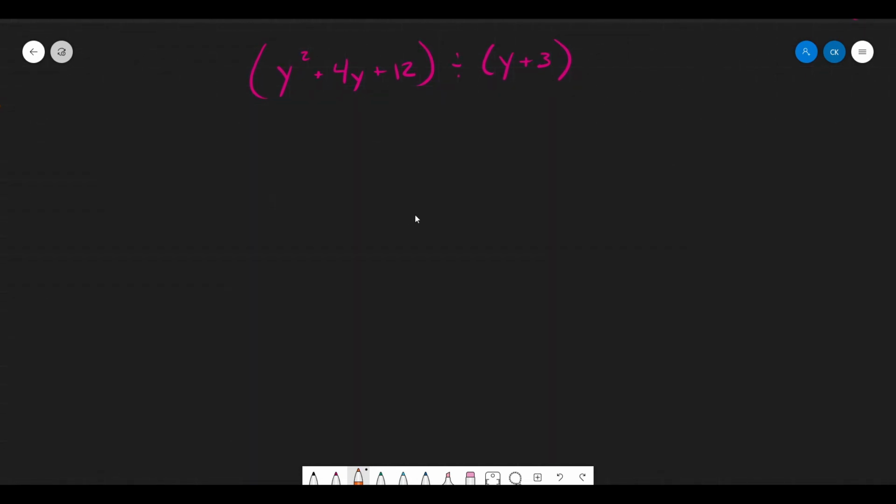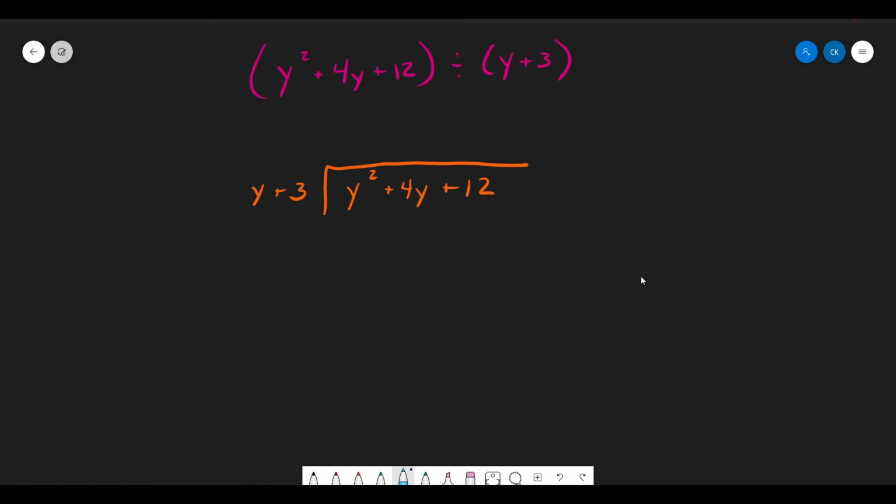So we're going to take the same exact approach as we just did with that long division problem. I'm going to take this first term, y squared plus 4y plus 12, and that goes underneath the division. The y plus 3 goes on the outside. Okay. So then I want to say to myself, all right, y times what is going to give me y squared? If you want to think of it this way, it's a little bit easier to think of.